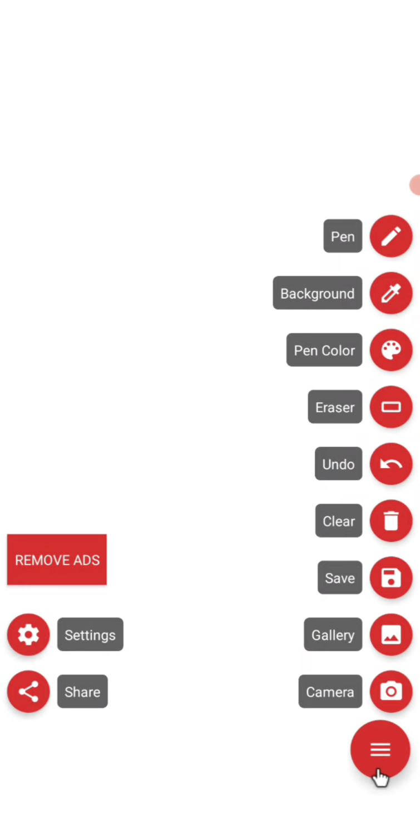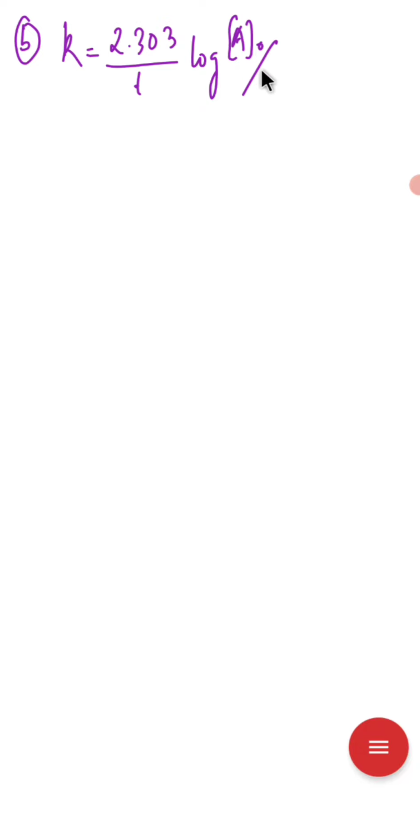Now question number 2, that was B, I think. I need to prove that t 99.9% is equal to 10 times t 50%, right? So we just write this relation for a first order reaction. K is equal to 2.303 divided by t, log of A naught by A. This is the integrated equation of a first order reaction.